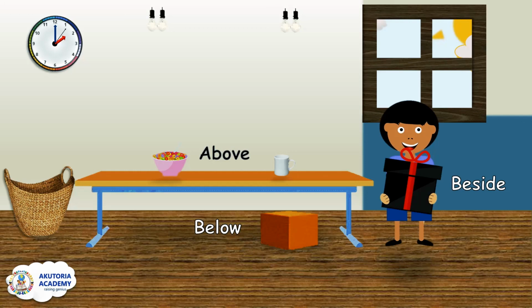If beside looks too big to call, you could say next to, just like the basket. The basket is next to the table. That's how Jack is. Jack is also next to the table, but you could say he's beside the table. You could say the basket is also beside the table, but any one of them goes, next to the table or beside the table. So we see the plate and the cup are above the table. The box is below the table, and Jack is beside the table as well as the basket.